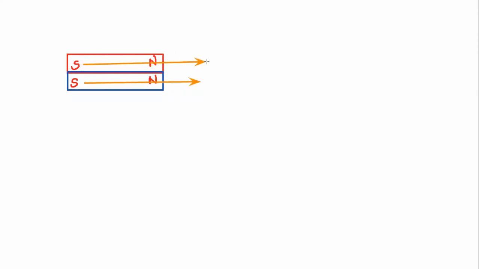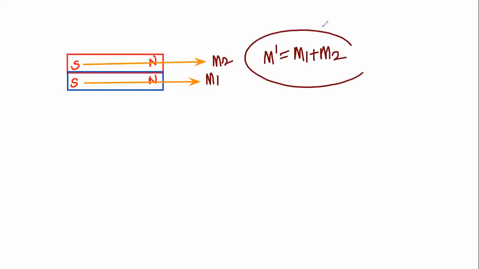We'll take a bar magnet, and this is another bar magnet. This is taken as south pole and north pole, south pole and north pole, same. Then M1 and M2. The resultant M dash is equal to M1 plus M2. Like this we will take the resultant. Right. Next.